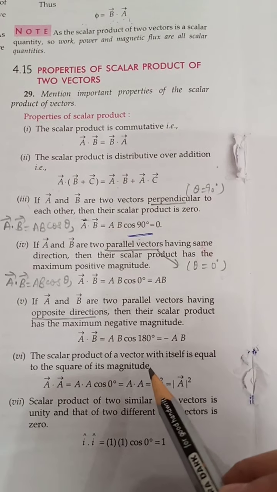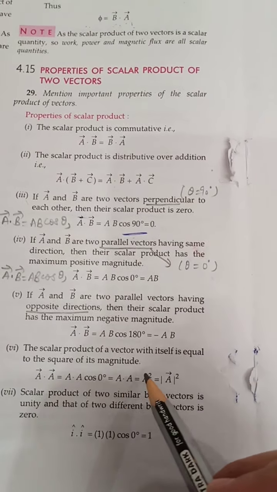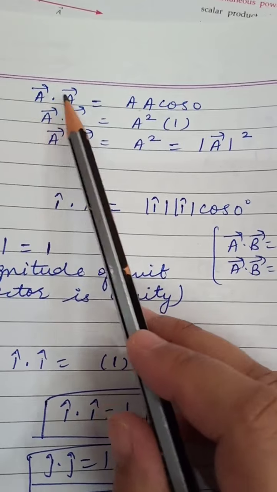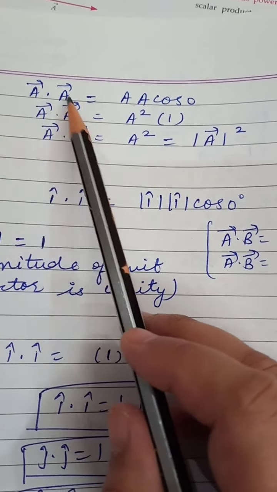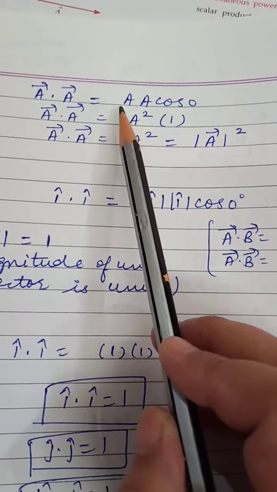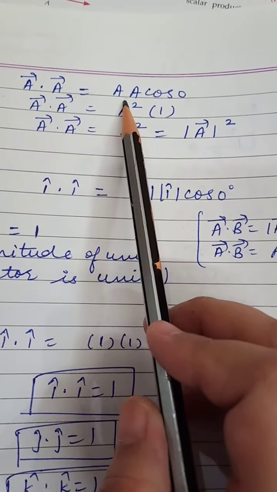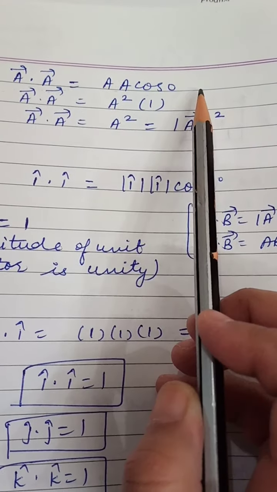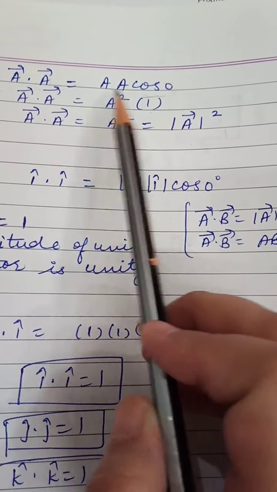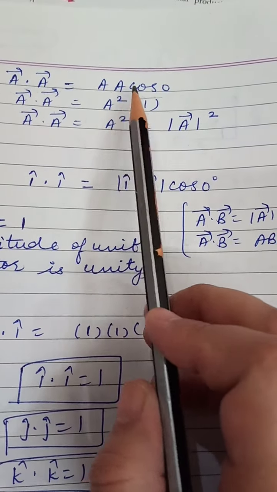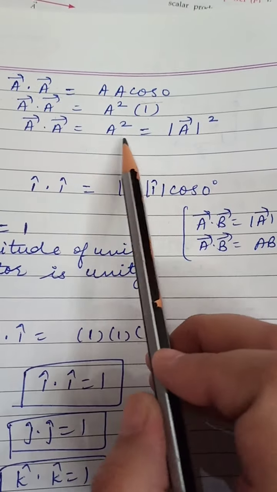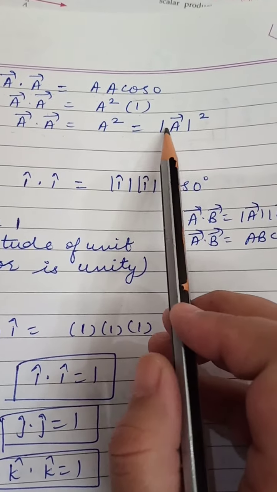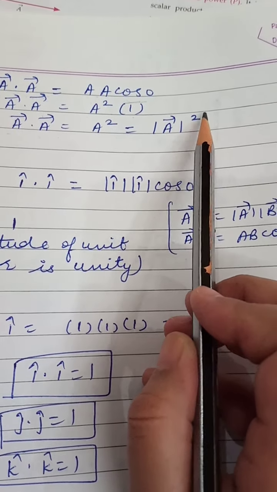Next is scalar product of a vector with itself is equal to square of its magnitude. So here a vector dot a vector means scalar product of the same vectors is equal to magnitude of a vector times magnitude of this a vector, and the angle between the same vector is 0. So cos 0, and the value of cos 0 is 1. So a vector dot a vector is equal to a square. So it can also be written as a vector dot a vector is equal to a square, or it is equal to modulus of a vector square.